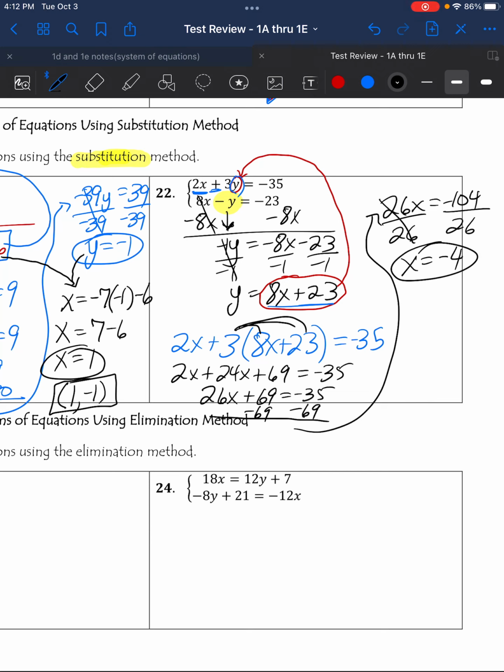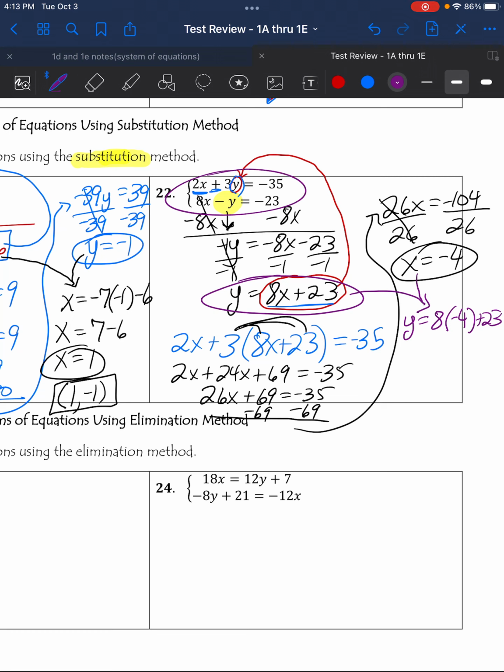And now you got to figure out what equation would be the best to get the y value. Well, this one right here has y equals, so let's use that one. But again, you can use any equation you want.